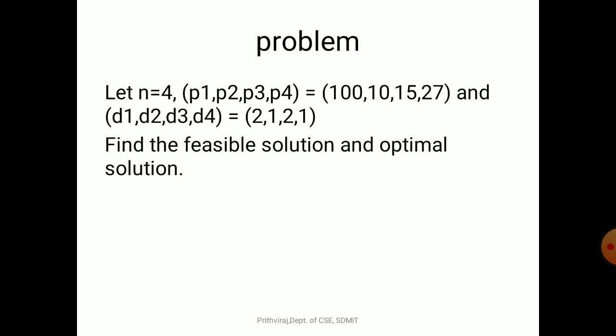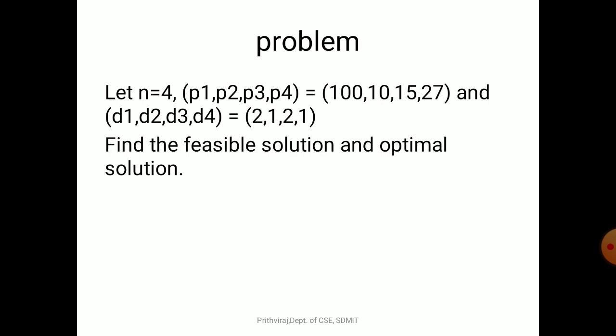Now let us go through this problem. Let n equal 4, that means we have 4 jobs, and p1, p2, p3, p4 are the 4 different profits: 100, 10, 15 and 27 respectively. Along with that, the deadlines are given as D1, D2, D3 and D4: 2, 1, 2, 1. That means for the first job, the deadline is 2. Second job, deadline is 1. Third job, deadline 2. Fourth job, again, deadline is 1.